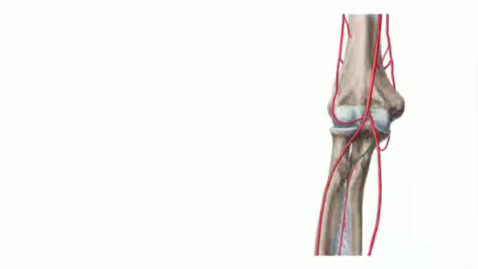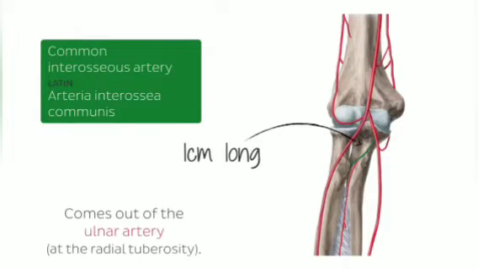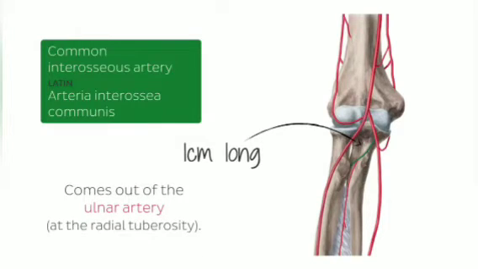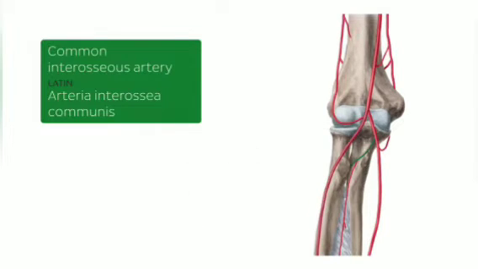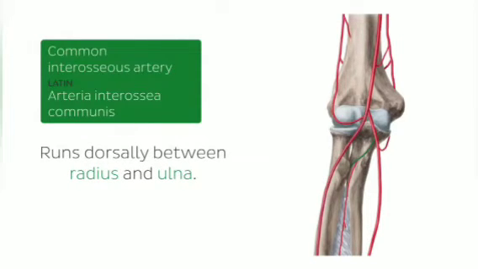If you remember well from the first list that we talked about, this one highlighted in green is known as the common interosseous artery. Now, the common interosseous artery is only about 1 centimeter long, so it's not too long, and comes out of the ulnar artery at the radial tuberosity. Still on the common interosseous, it is important to know that this artery is going to run dorsally between the radius and the ulna, hence the name.